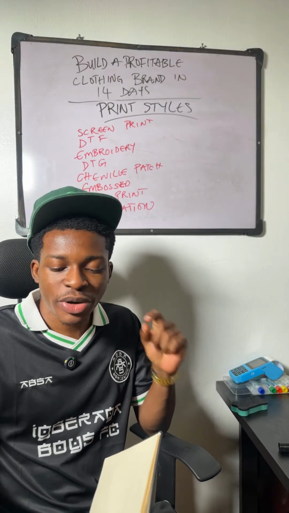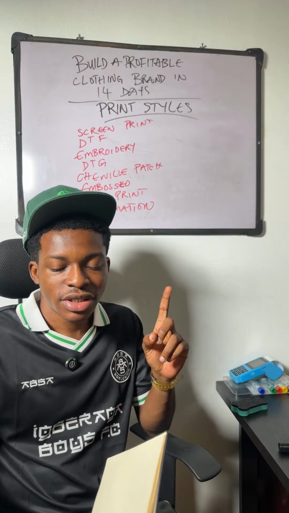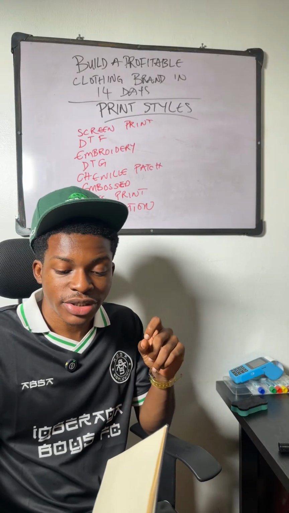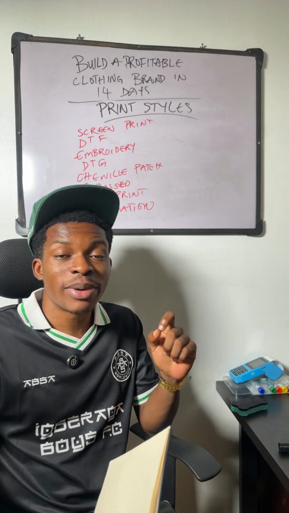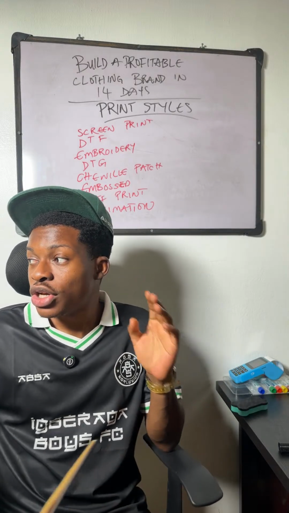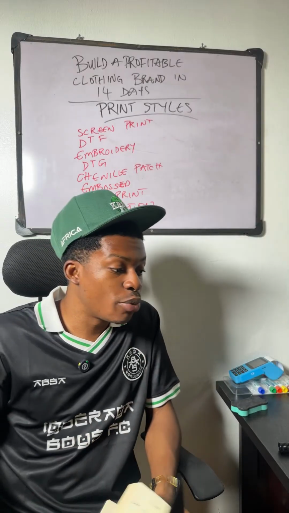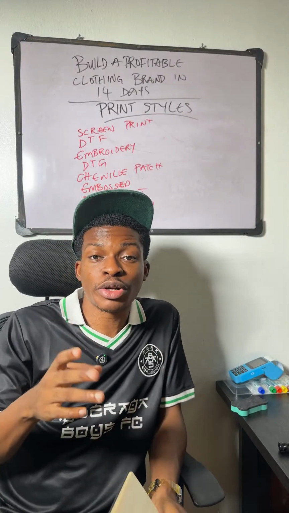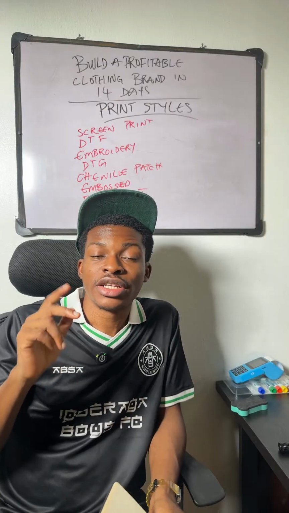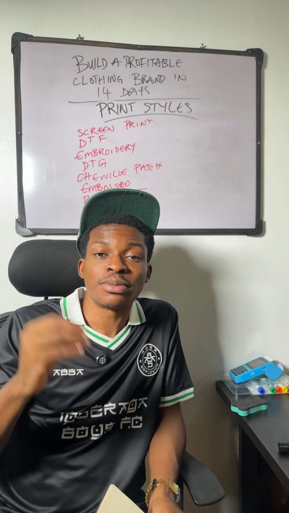It can't print complex design. That's the disadvantage of screen prints. It cannot print complex design. The reason why is because screen print is printed in layers. So let's say, for example, the best type of print for screen print is a 1 or 2 color design. The reason why is because screen print is manual.